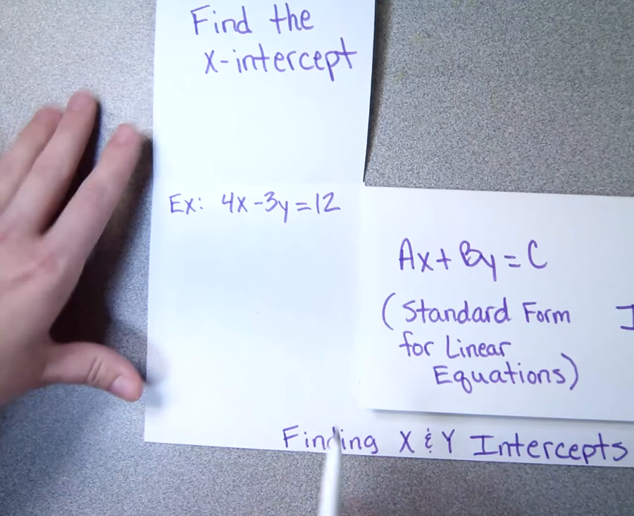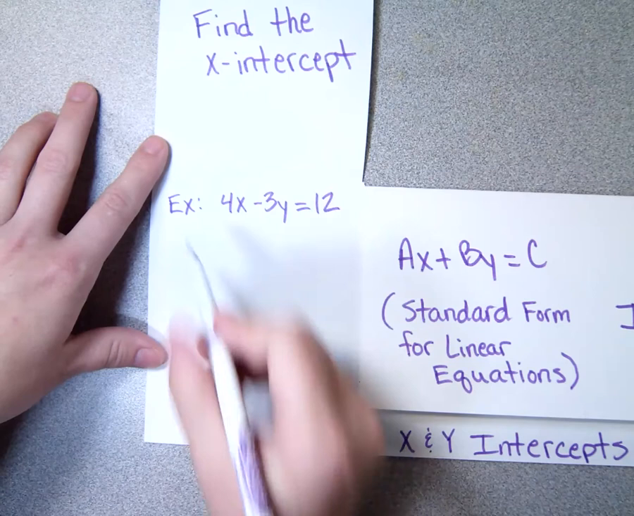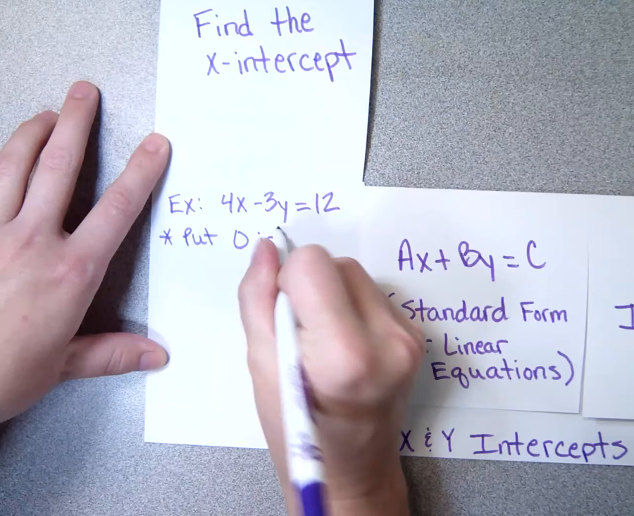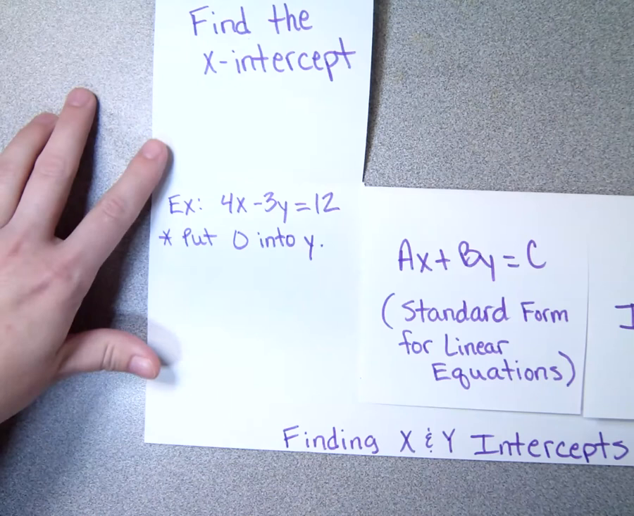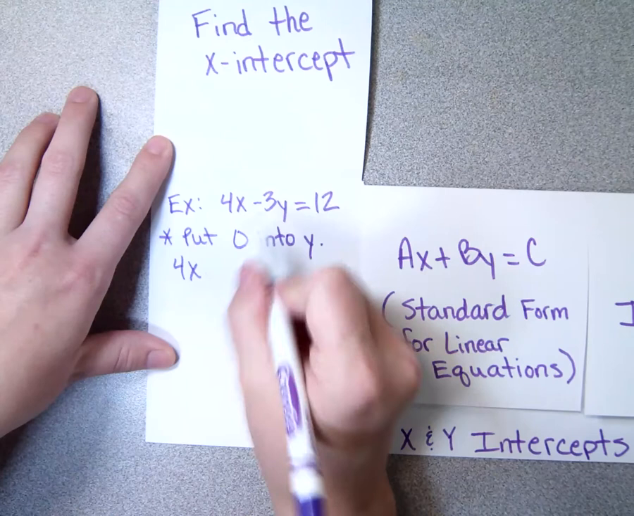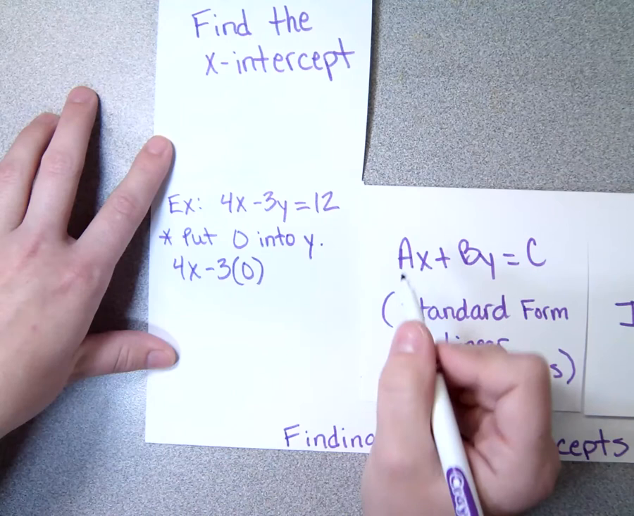Okay, so from our notes, we found out that if we want to find the x-intercept, what do we do? We put 0 into the y. And that's because the y-coordinate is always 0. All right, so I'm going to recopy the 4x. I'm going to recopy the minus 3. As soon as I see that y, I'm going to slap down parentheses, plug a 0 into it, and I'm going to recopy the equals 12.